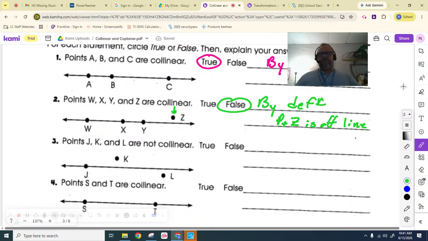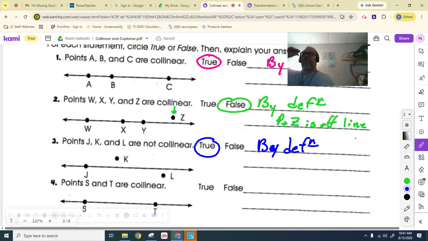All right, number 3, points J, K, and L are not collinear. True. Why? By definition. You have to read it. It said not collinear.